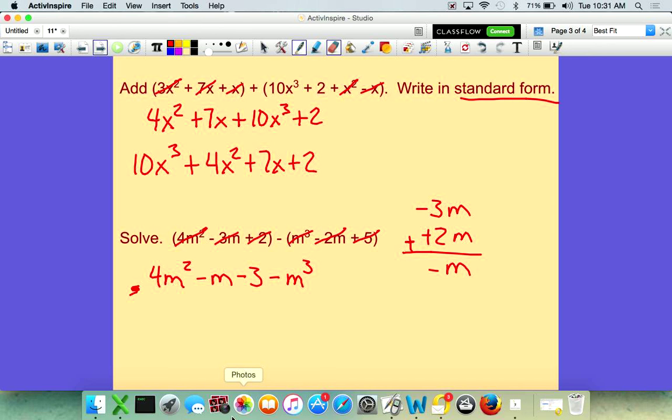From there, we just got to write it in standard form. So negative m cubed plus 4m squared minus m minus 3. All right, once again, this is a cubic polynomial. Our leading coefficient would be a negative 1. Our constant here would be a negative 3.